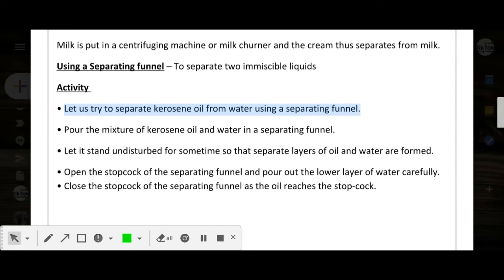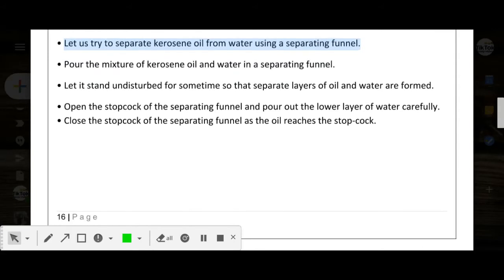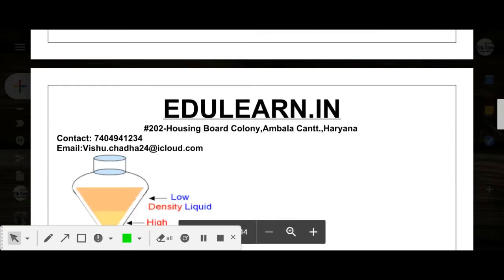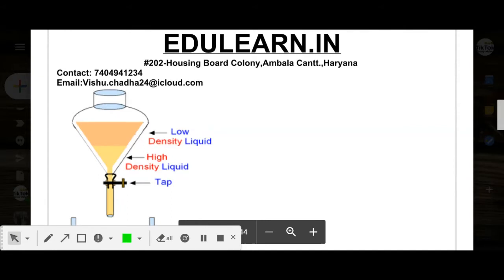So pour the mixture of kerosene and water in a separating funnel. So what is a separating funnel? See this. Now this is a mixture of basically kerosene oil and water. So low density liquid will remain at top and the high density liquid will remain at bottom.